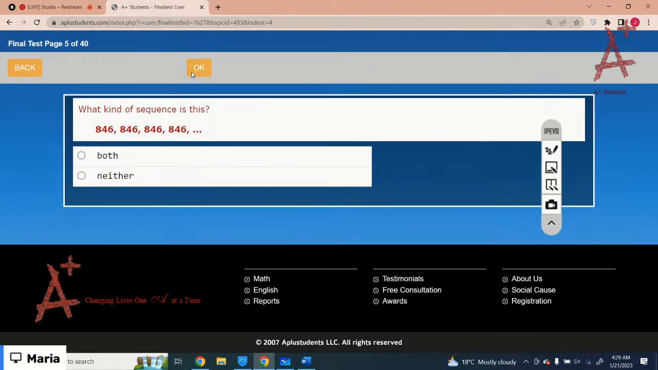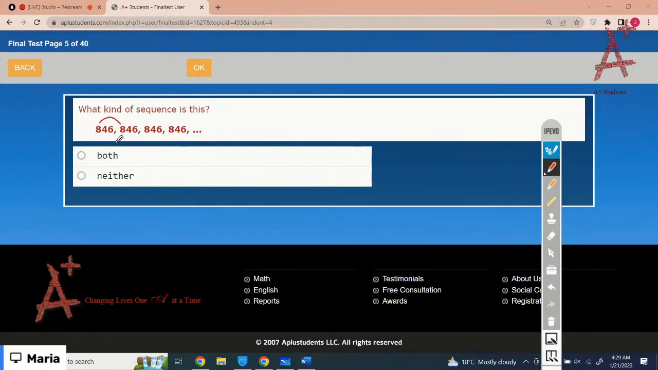Okay, what kind of sequence is this? 846, 846, 846, they are the same numbers repeating. Got it? So it would be both. If you subtract them, you have the same numbers. Got it? It would be 0. If you divide them, they have the same number. So it would be both.